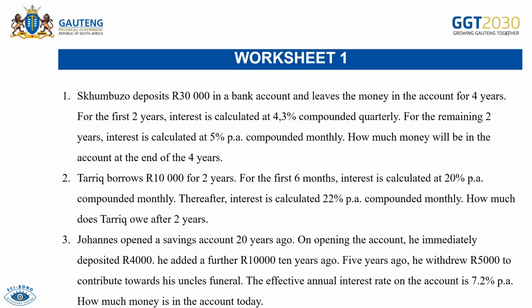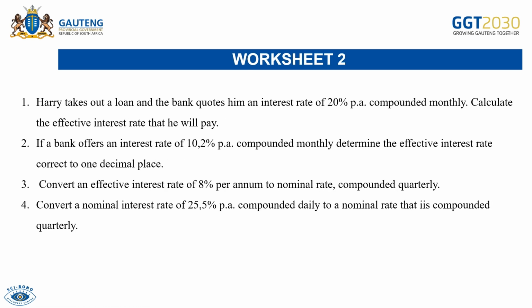So 3, Johannes opened a savings account 20 years ago. On opening the account, he immediately deposited 4,000. He added a further 10,000. So now there's an additional deposit, ne? A further 10,000, 10 years ago. 5 years ago, he withdrew 5,000 to contribute towards his uncle's funeral. So he withdrew 5,000 rands. It means now there's an additional withdrawal. The effective annual interest rate on the account is 7.2% per annum. How much money is in the account today? So it's everything that we have done.